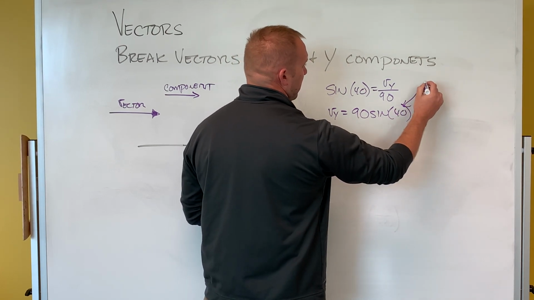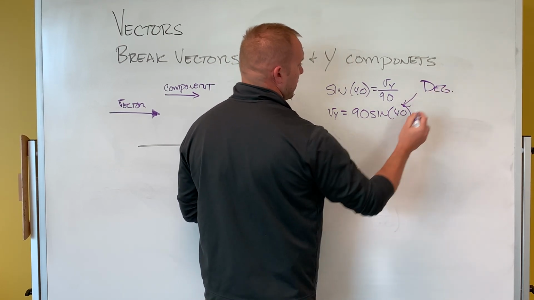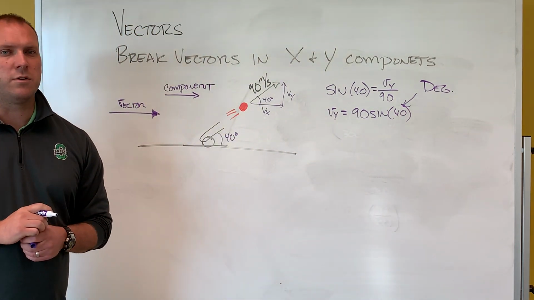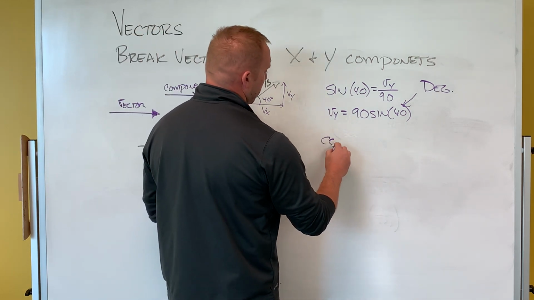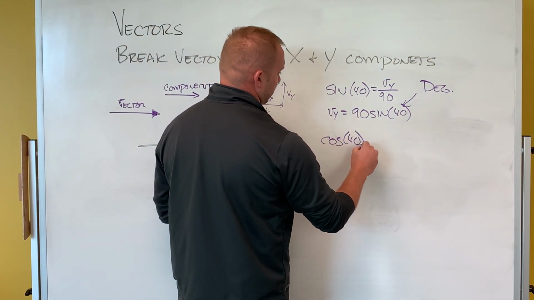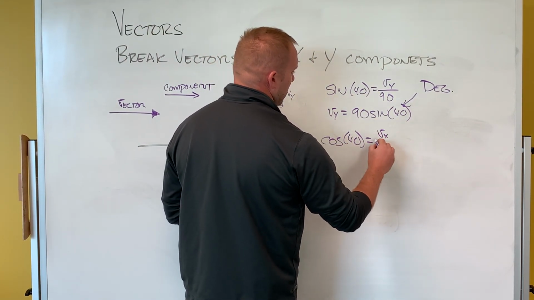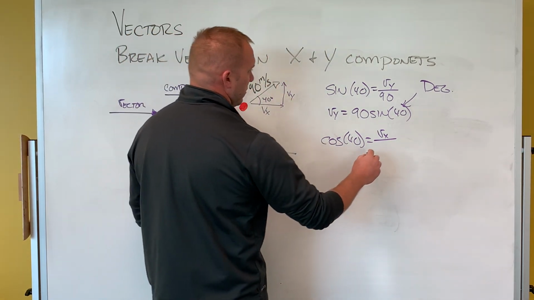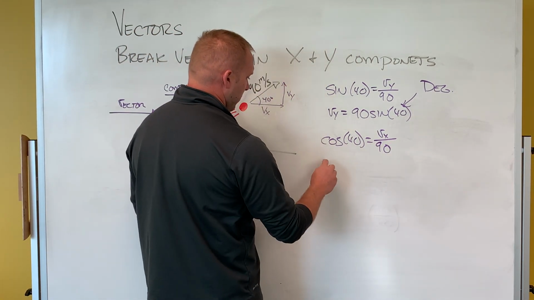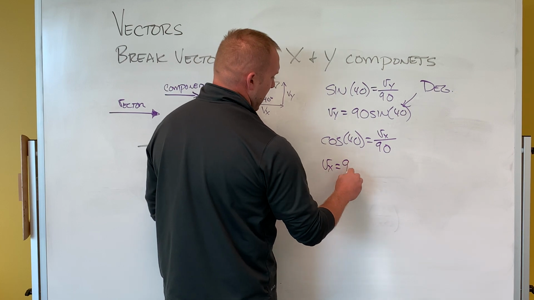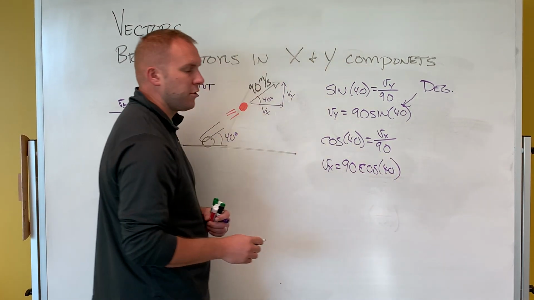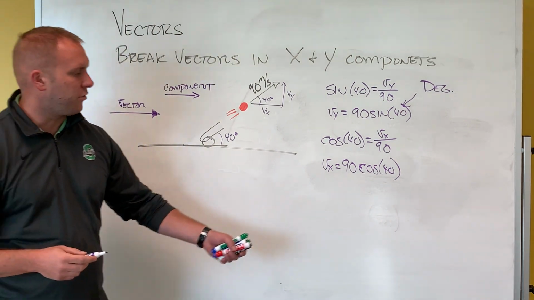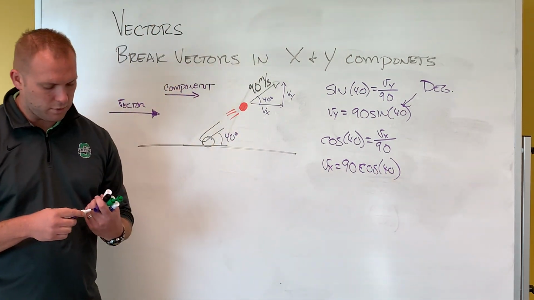What I need to make sure is that my calculator is in degree mode when I'm solving using the 40 degrees. Cosine of 40 is adjacent over hypotenuse, so that's the velocity in the x direction divided by my 90. So my velocity in the x is now 90 times the cosine of 40. And again, make sure your calculator is in degree mode as we're working through that.